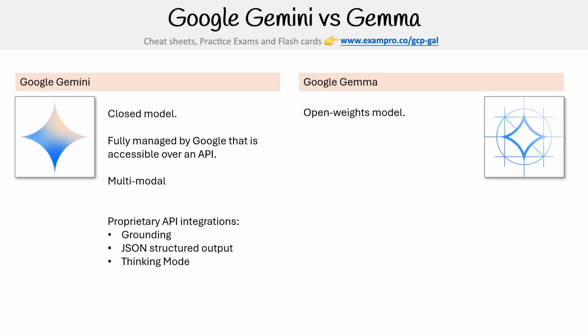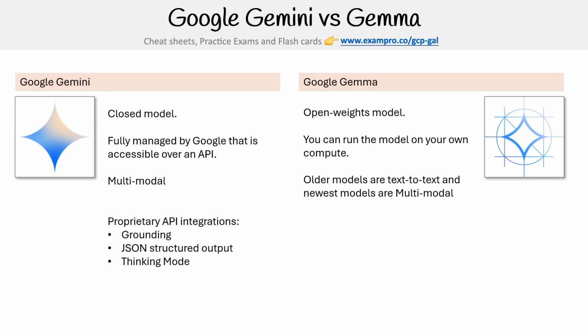Let's take a look at Google Gemma. So Google Gemma is an open weights model. You can run the model on your own compute, so that's the huge advantage there. Older models are text to text, so they're only a single modality, but the newer models, I think at least Gemma 3, is multimodal. All you get is the model, so you need to build your own integrations around the model. But if you need to run something in an air-gapped environment, or you have to run it on-premise because you're concerned about cloud storage, there are many reasons as to why you'd use Gemma. So those are the two comparisons there. And there you go, okay?